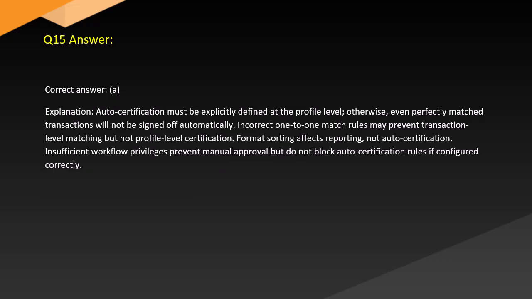Answer. Correct answer: A. Explanation. Auto-certification must be explicitly defined at the profile level. Otherwise, even perfectly matched transactions will not be signed off automatically. Incorrect one-to-one match rules may prevent transaction-level matching but not profile-level certification. Format sorting affects reporting, not auto-certification. Insufficient workflow privileges prevent manual approval but do not block auto-certification rules if configured correctly.